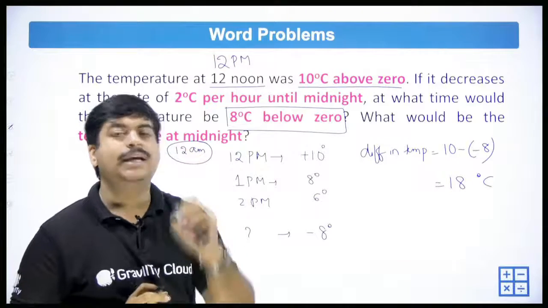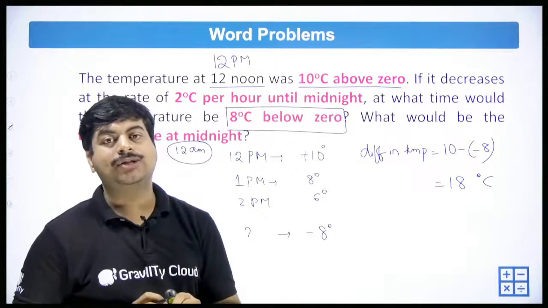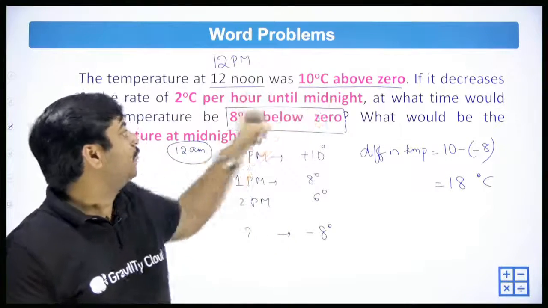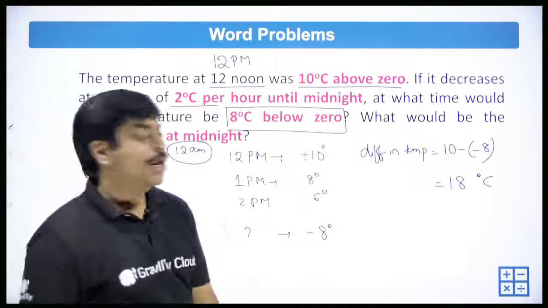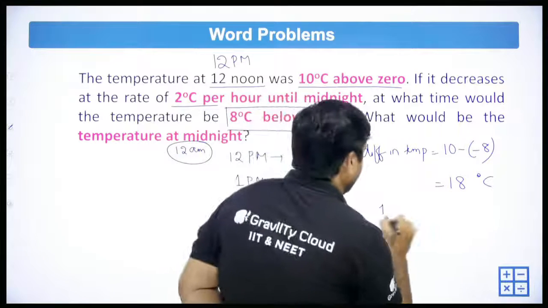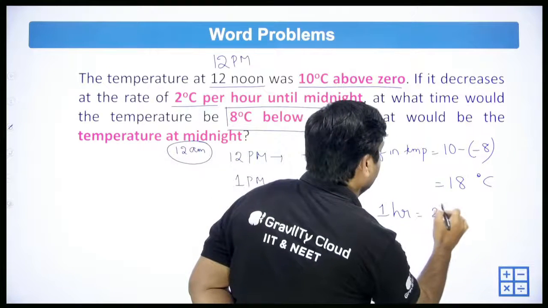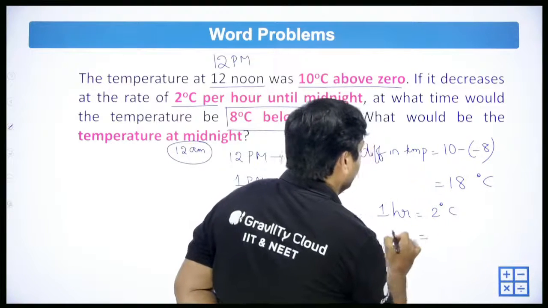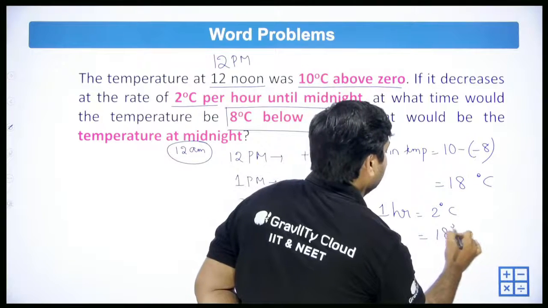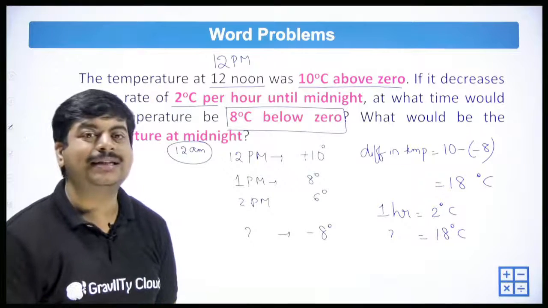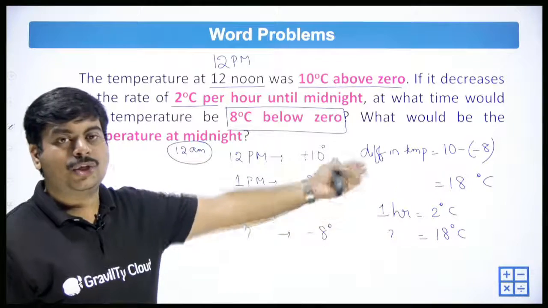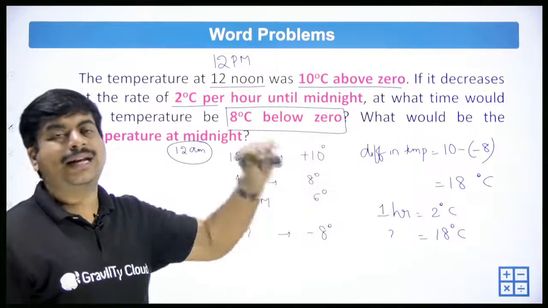But how many degrees per hour is it changing? 2 degrees, right? It decreases at the rate of 2 degrees per hour. So per 1 hour, if you have a change of 2 degrees Celsius, how much time do you need for 18 degrees Celsius? It's very simple. 2 nines are 18, so 1 into 9, 9 hours.